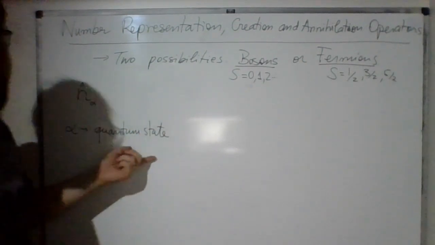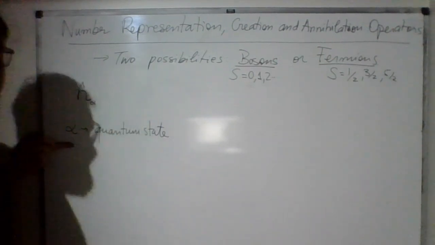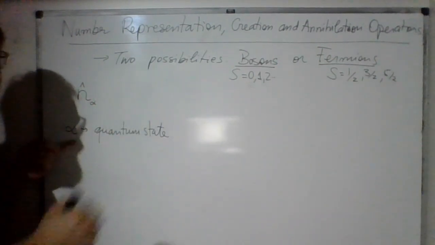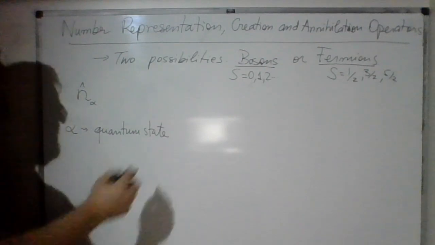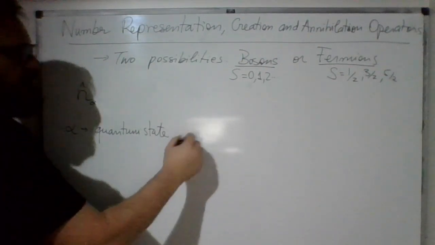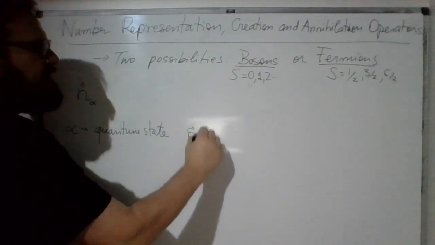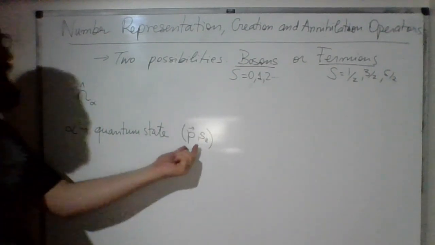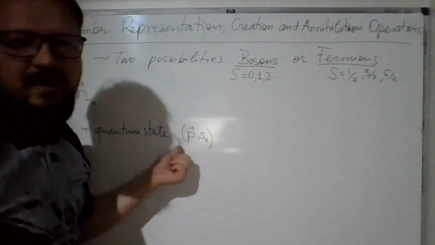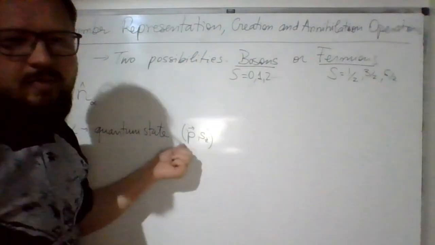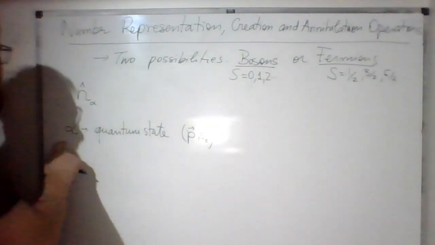It is a label which says what quantum state we are dealing with. Usually you can use momentum and the spin value in the z direction. So in 3 dimensions of space, there are 4 components describing this alpha here.